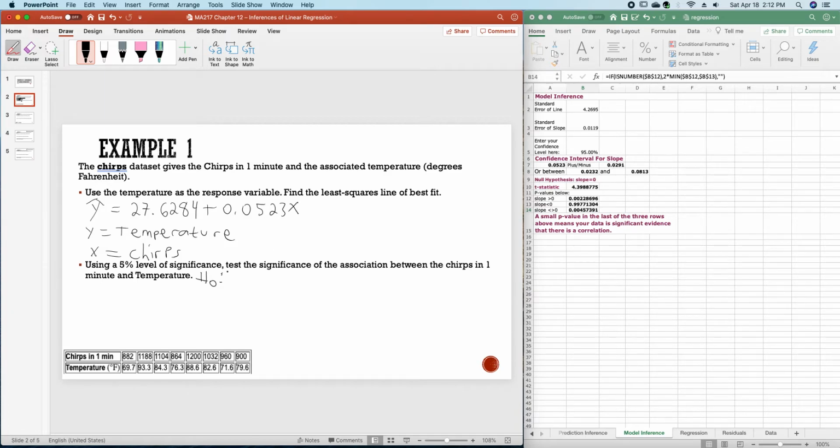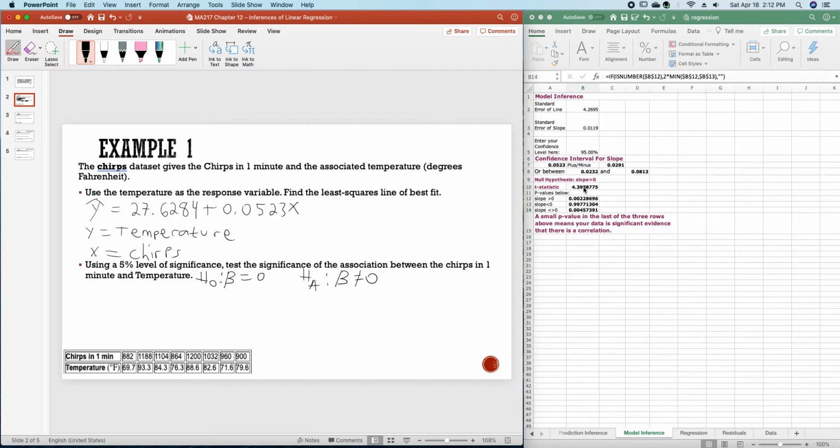What this means is that the slope beta is equal to 0 for the null hypothesis, and the alternative is that it is not equal to 0. That's what we mean by whether it's significant. Significant means, do we have a linear relationship, which is when the slope is not 0, or do we not have a linear relationship, which is when the slope is 0.